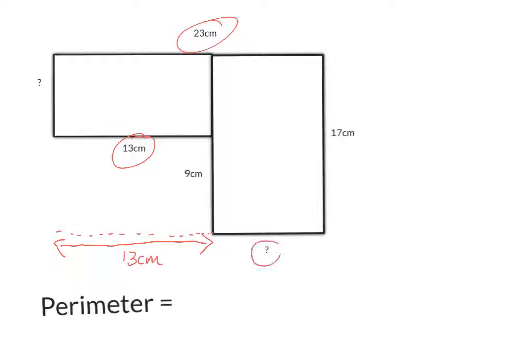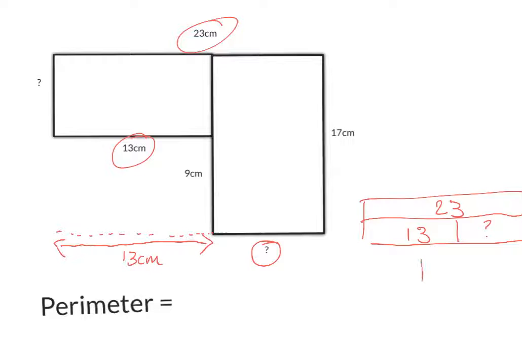So this one would have to be, if I were to put it in a bar model, my 23 would go on top and my 13 here. So my question mark would be, what adds to 13 to make 23? So we'll do 23 subtract 13, which equals 10. So this missing number is 10 centimetres. Right, let's have a look at the other missing number.